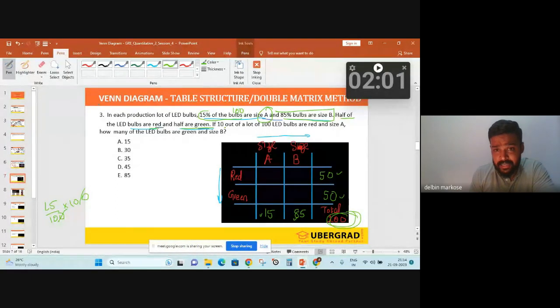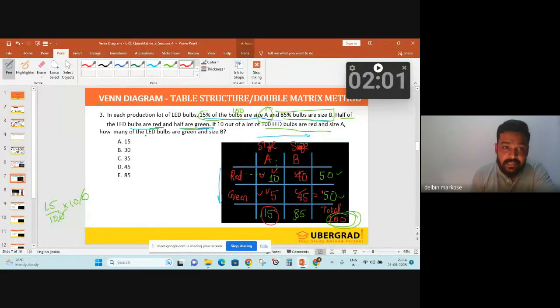What is the next statement? If 10 of the 100 LED bulbs are red color and size A, so I look at red color like this and size A. This will be 10. Now it's a simple process, right? This value plus this value you have to get 15, so this will be 5. You can fill it. This value plus this value you have to get 50, this will be 45. Then this value plus this value you have to get 50, that will be 40.